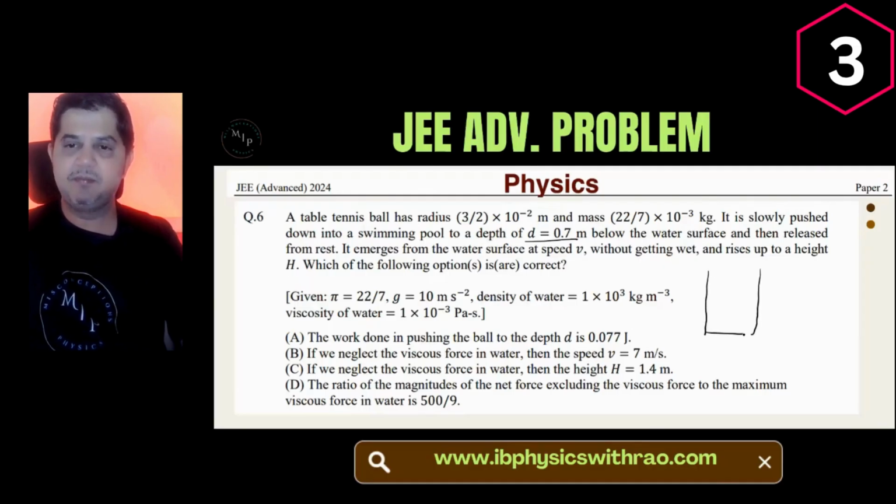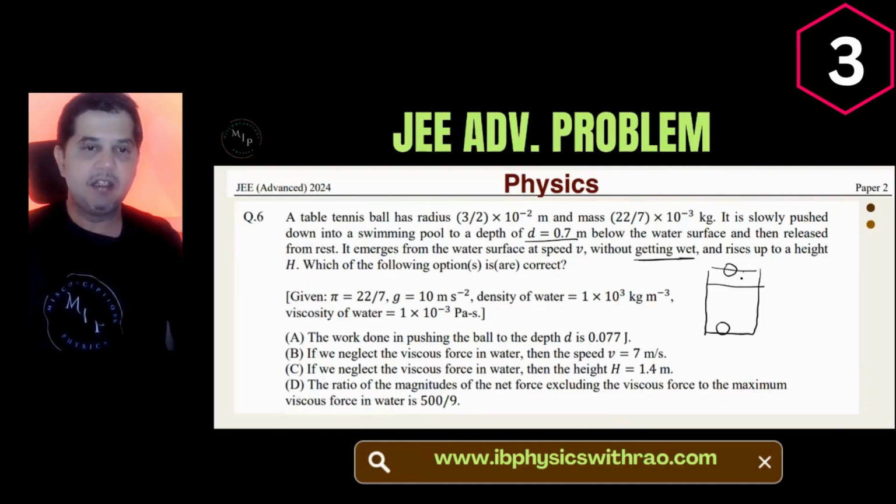So this is what it is, and you put the ball over here, you release it, and it emerges from the water surface at speed v without getting wet. Why do we use this term? That means it comes out from here and it comes over here. When I say without getting wet, it means there are no water molecules clinging to it. The mass of it is not going to change. There's no viscosity. And it rises to a height h from the surface.